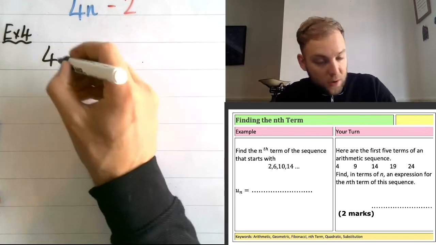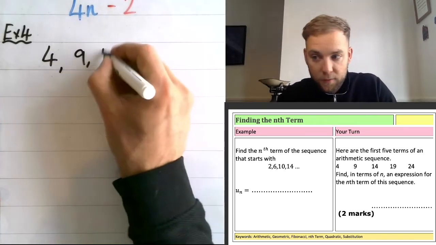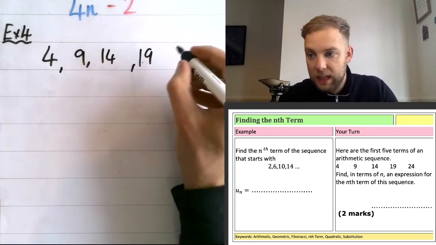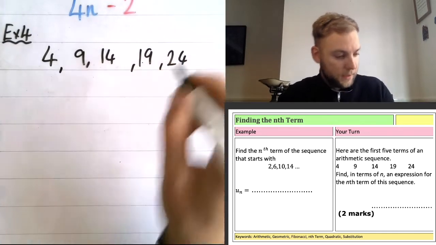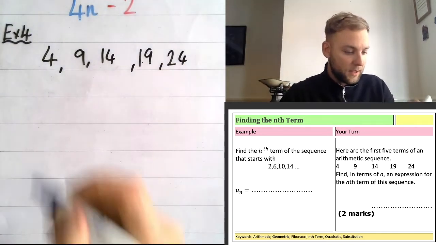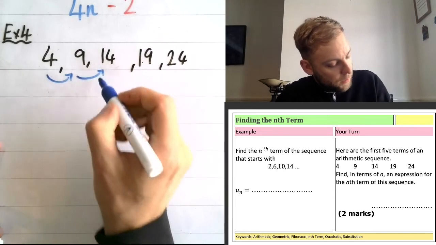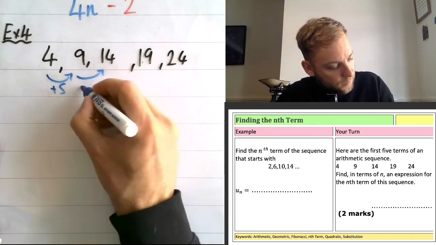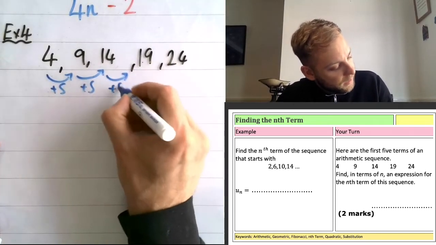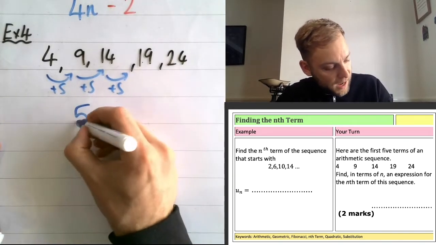So it's 4, 9, 14, 19, and 24. So what am I going up by each time? Let's have a little look. Well, that one's going up by plus 5, plus 5, plus 5, like so. So that means it's going to be 5n.